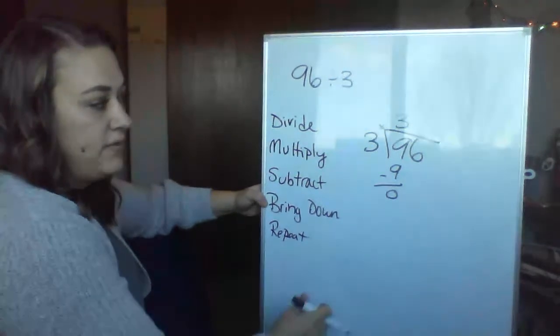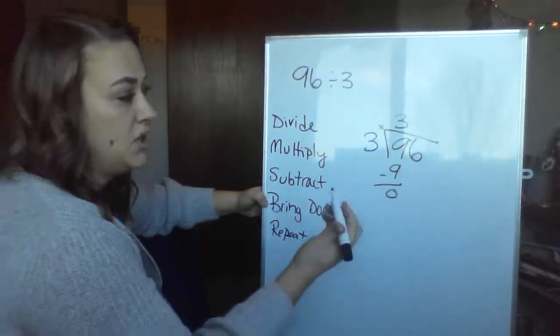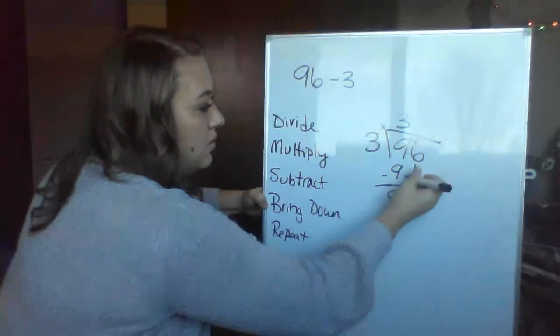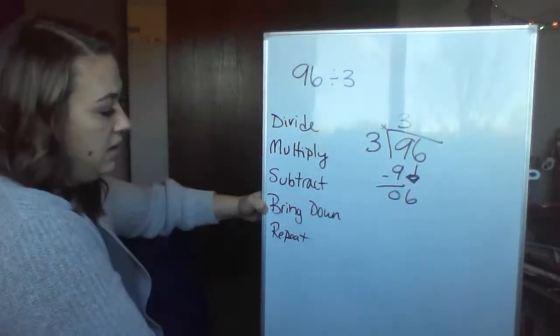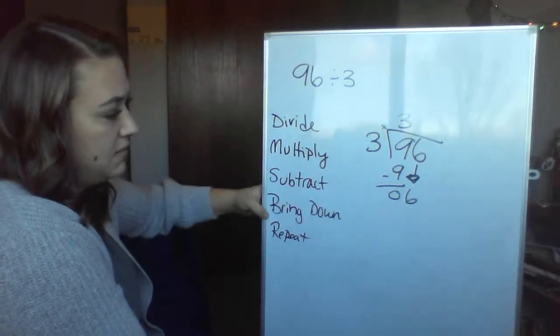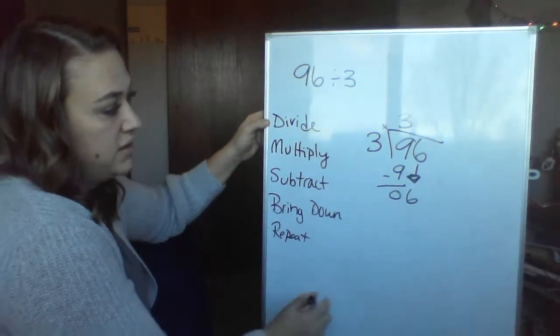Now I'm going to bring down. I haven't done anything with that 6, so I need to bring the 6 down. Supposed to be an arrow. And now I can repeat. So I'm going to go back up to the top to divide.